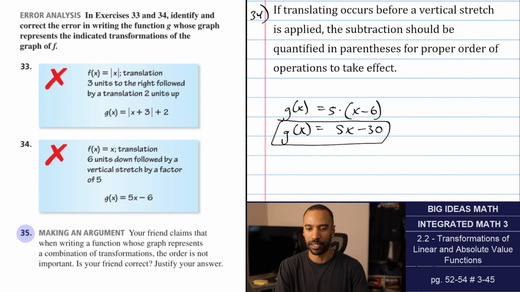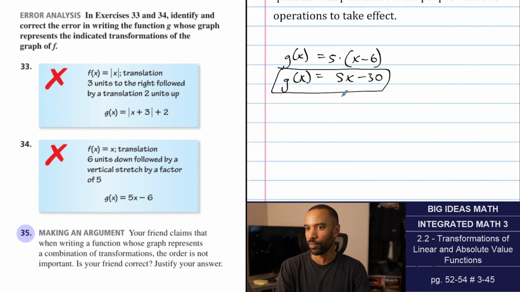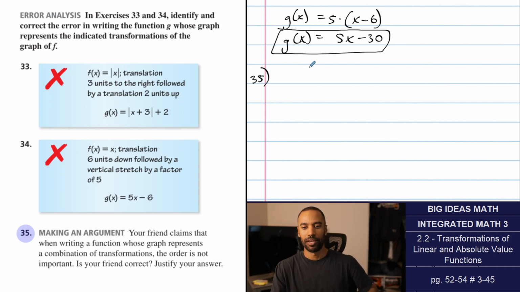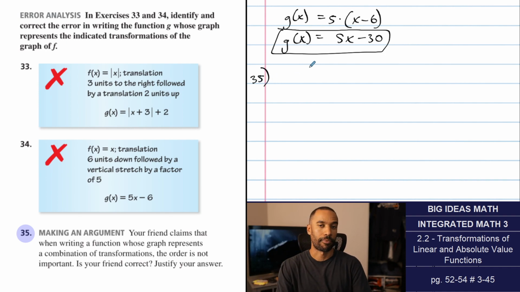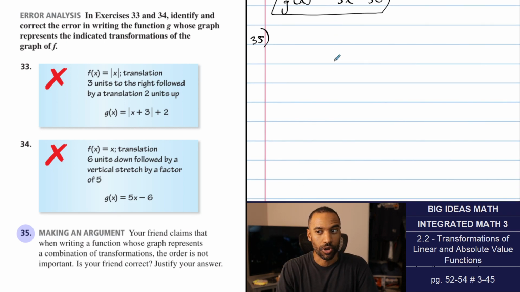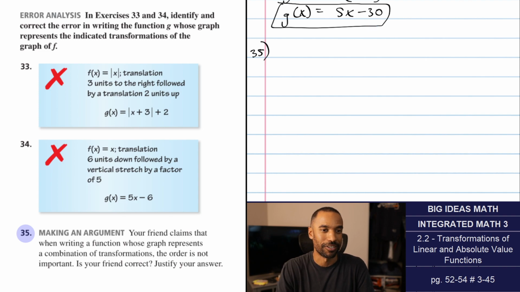Number 35, making an argument. You know, for all told, I guess because we're not doing very many graphs, we've only been doing the problem set for an hour, and we only have like 11 problems left. I was going like, this is going to be a 3-hour video. I don't know. Maybe it still will.